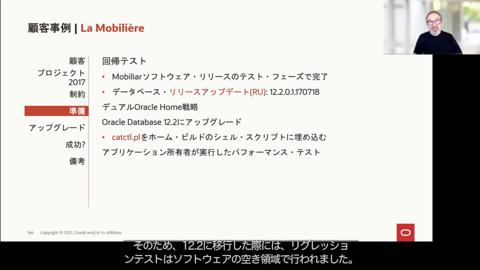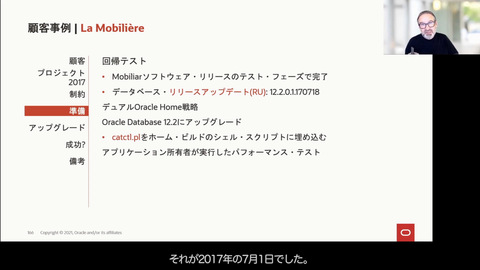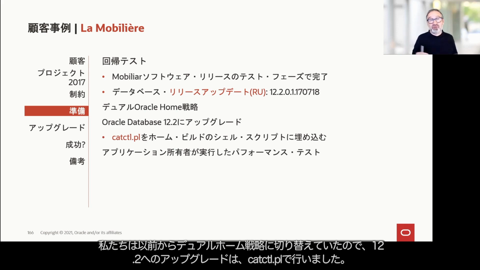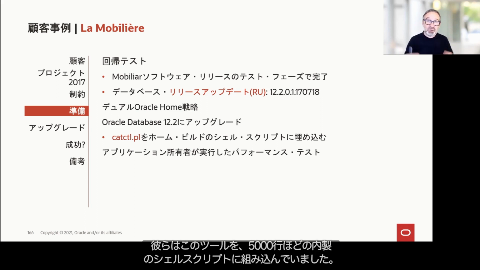So when we went to 12.2, the regression tests were done in the freeze phases of the software. We agreed at this time on a special release update, the July one in 2017. We had switched already before to a dual home strategy, and the upgrades to 12.2 were done with catctl.pl. So Mobiliar Insurance was also beta tester of our parallel upgrade tool. They included this into a homegrown shell script with, I think, 5,000 lines or something like that.